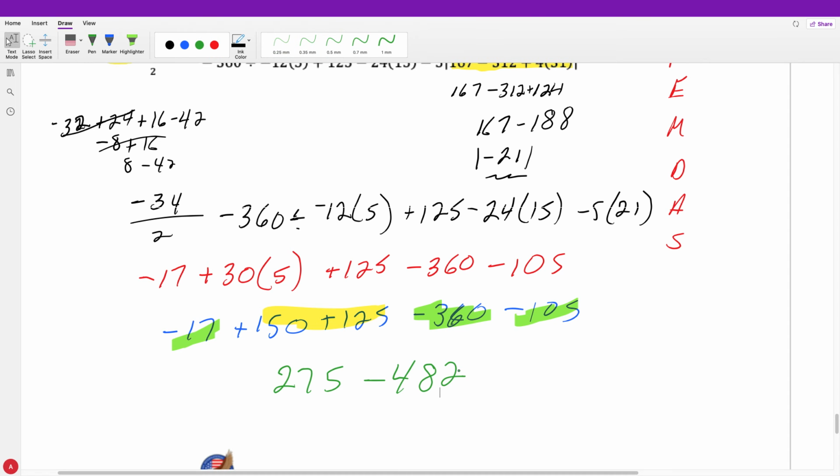And then 482 minus 275 is going to give me 207. However, since the larger number was negative, our answer needed to be negative 207. Let me circle that a little bit better.